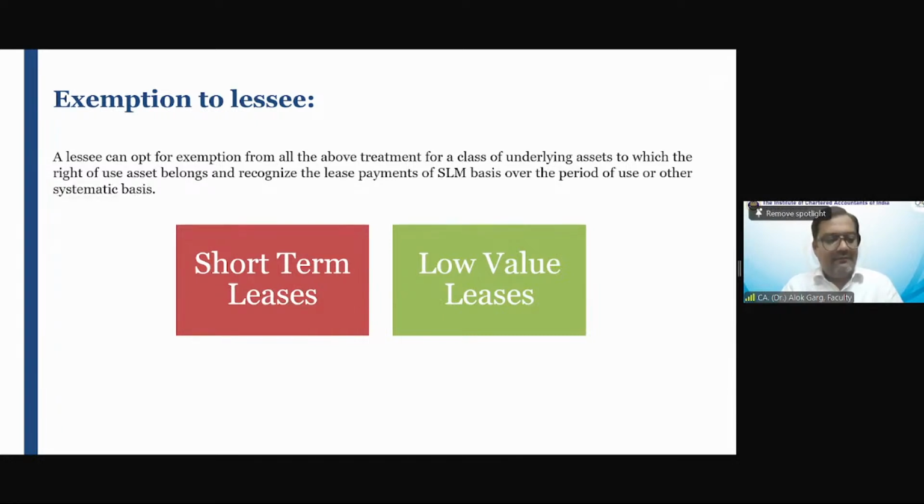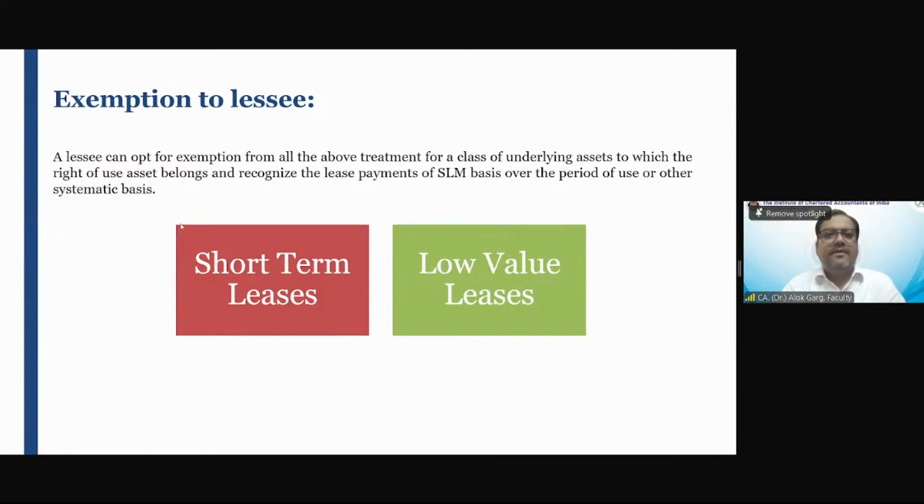Okay, shall I move forward? Friends, with this complex accounting, the standard has given you 2 exemptions. Exemption number 1, short-term lease exemption. Exemption number 2, low-value leases exemption.